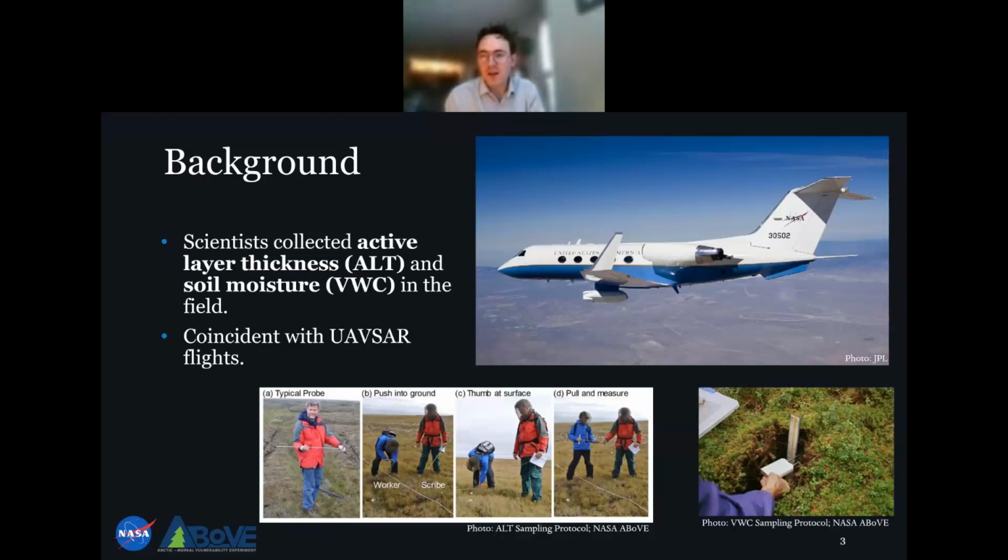As many of you know, it emits energy that penetrates the soil, and then its backscatter data can be used to infer soil properties like the depth to the permafrost table and even the moisture of the soil that the energy traveled through. These two photos on the bottom are from the ABoVE field sampling protocol. Here we have Dr. Kevin Schaefer and somebody else who I can't quite figure out, taking active layer thickness measurements with these probes. This is definitely the most common way to collect permafrost depth in the field. And then here we have a photo of a scientist taking soil moisture at various predetermined depths.